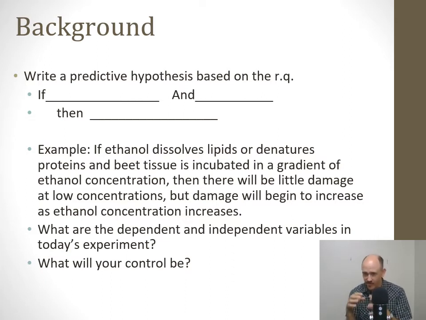We're trying to figure out if ethanol dissolves lipids, and if we put pieces of beets in lots of different concentrations, then we're going to see more damage at higher concentrations. And actually, I didn't work it into this hypothesis, but we know that beets can make their own ethanol in anaerobic conditions, meaning when there's not a lot of oxygen around. So we think beets are probably resistant to low concentrations of ethanol because they have evolved to tolerate low concentrations of ethanol. But that's something you could work into your hypothesis as well.